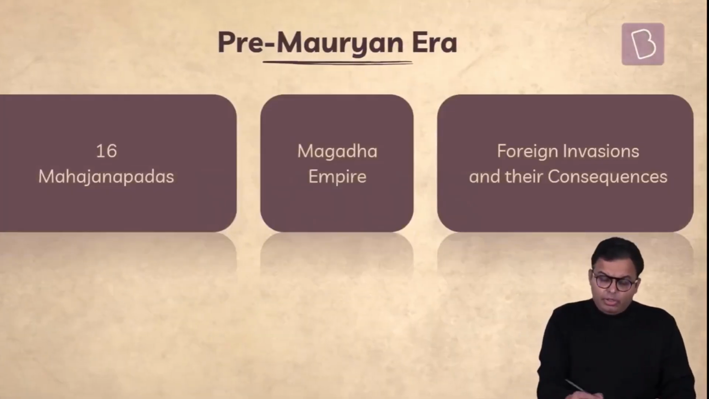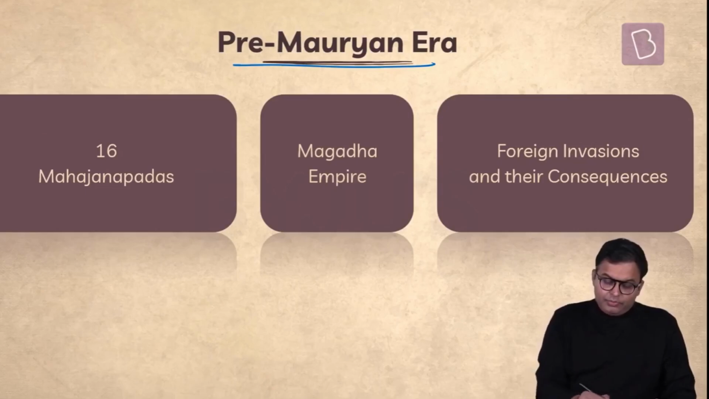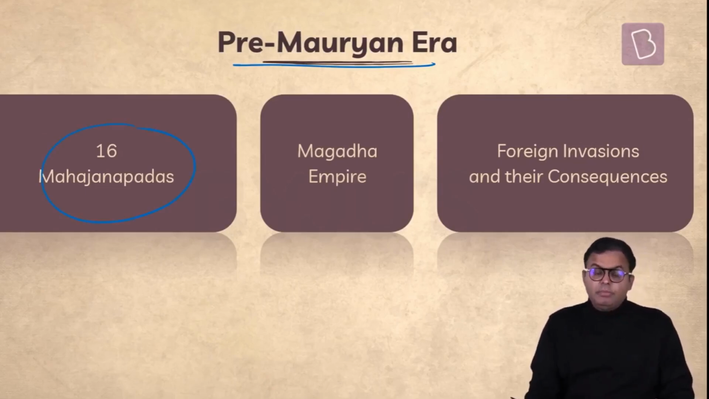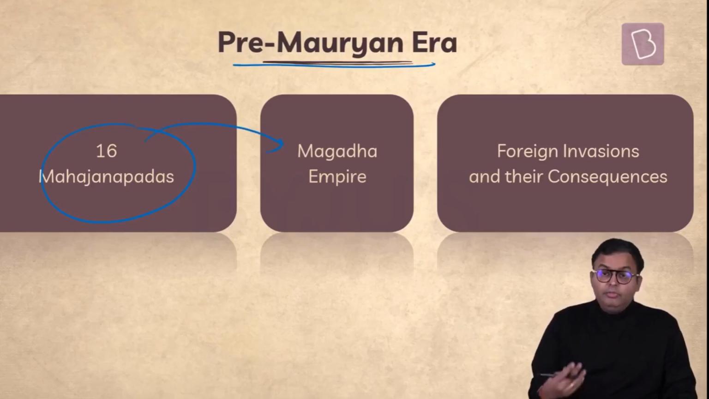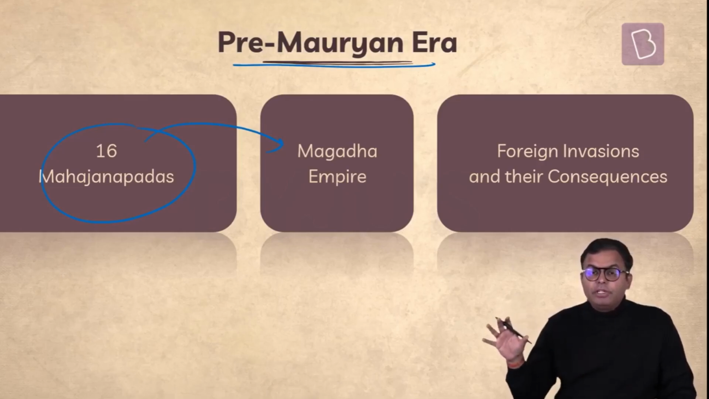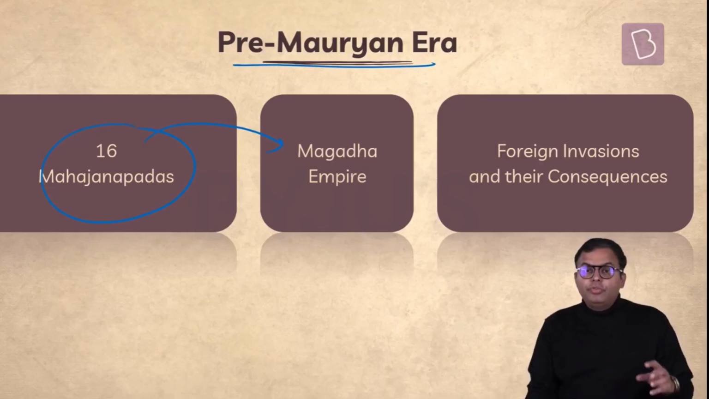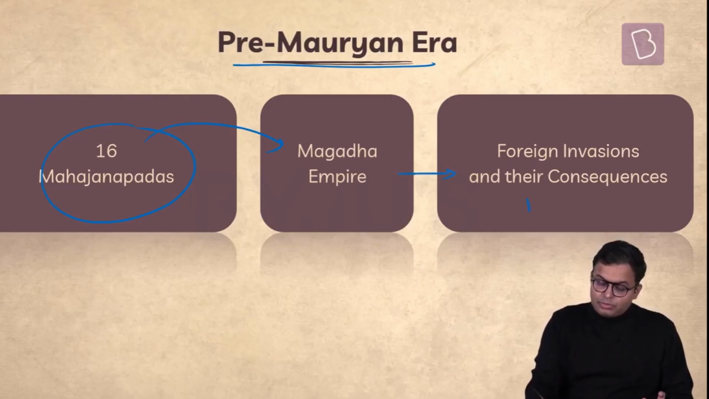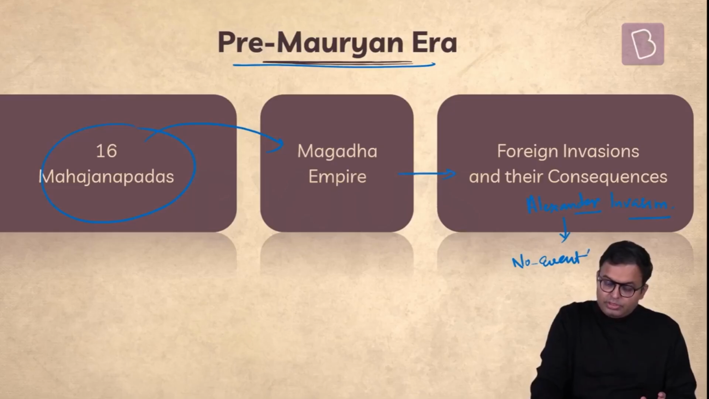Then we have the pre-Mauryan era. In the pre-Mauryan era, we have to discuss the rise of the 16 Mahajanapadas, among which Magadha. We have to discuss how and why Magadha remained the seat of power in India for a long time, the role of various personalities and important rulers, and then Alexander's invasion. Yes, before Alexander there was also the Persian invasion, but Alexander's invasion, some say, was a non-event. So we have to understand the consequences.